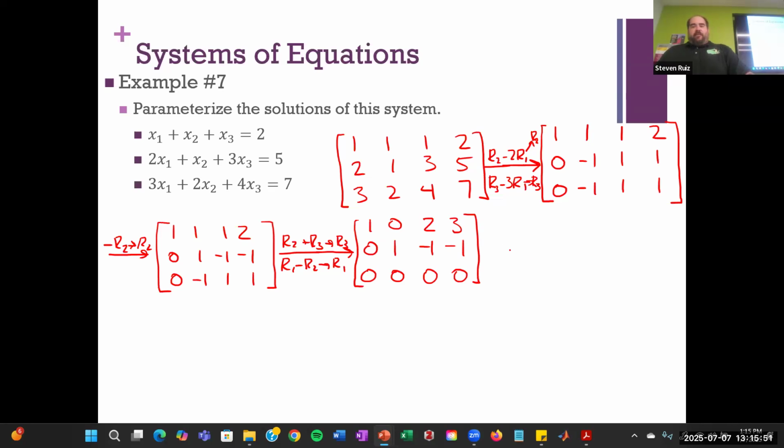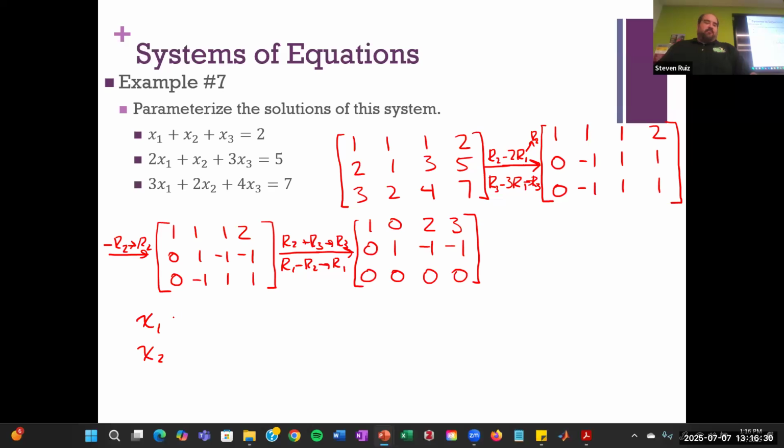All right. How are we doing with reducing this thing? What's next? Yeah, we're done reducing. Because here's a pivot for x1, pivot for x2. Is there any chance I'll get a 1 here? Not without backfilling those. So yeah, we have two lead variables, which are x1 and x2. And we have a free variable, which is going to be x3.